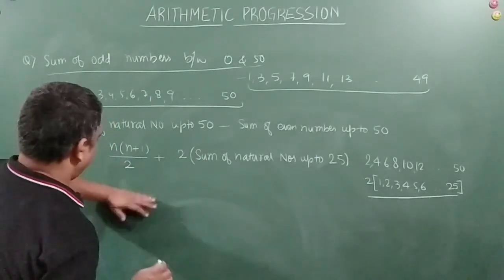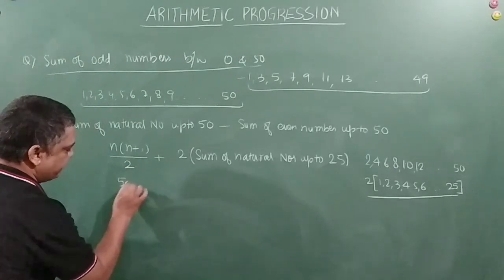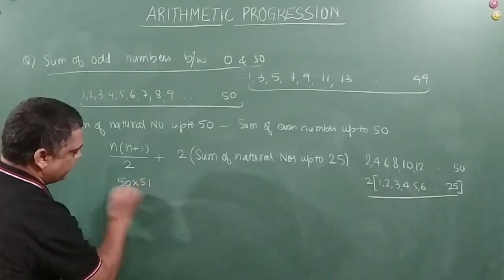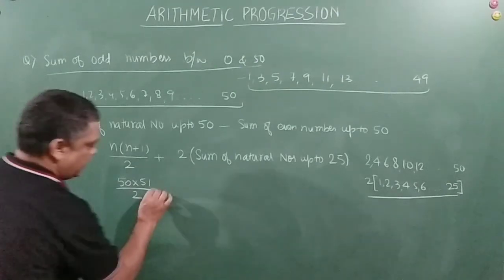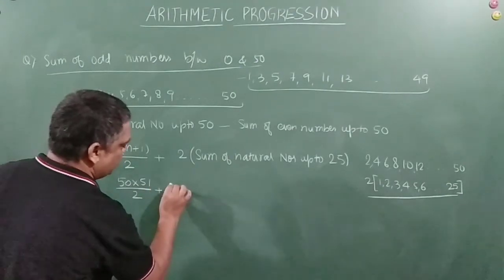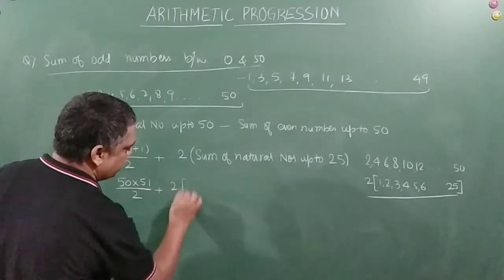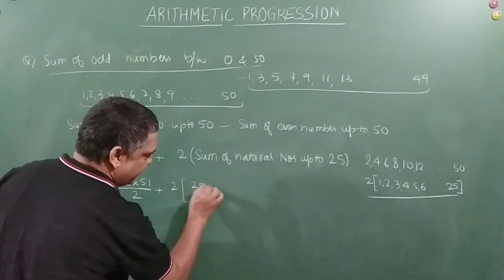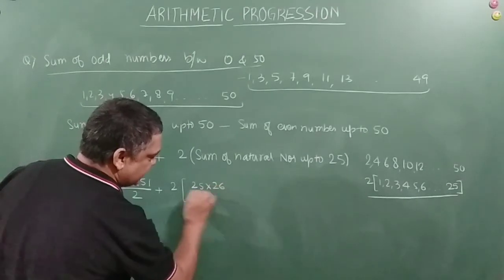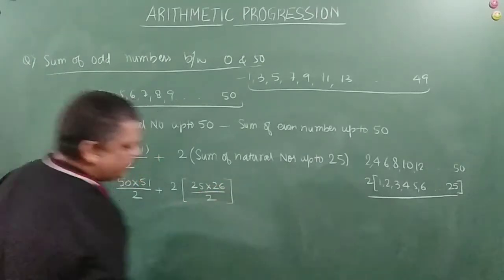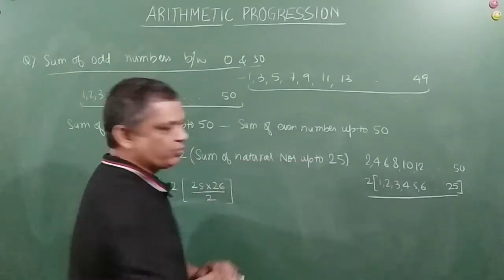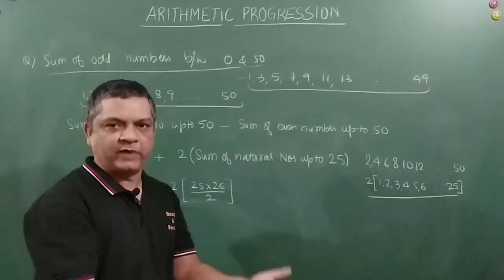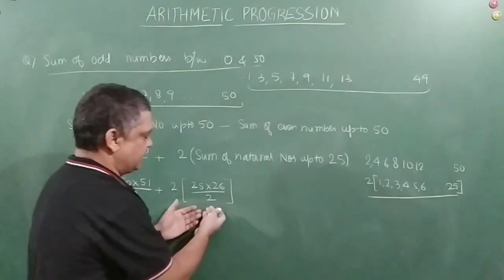So n is equal to 50, right? So, 50 into 51 by 2 plus 2 into the sum of natural numbers up to 25, that is equal to 25 into 26 divided by 2. You are getting my point? Natural numbers up to 25 is nothing but n into n plus 1 by 2. Correct? So that is equal to.